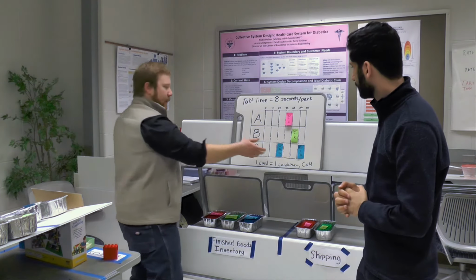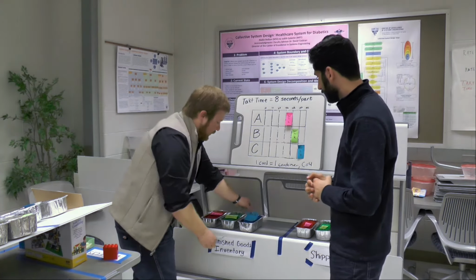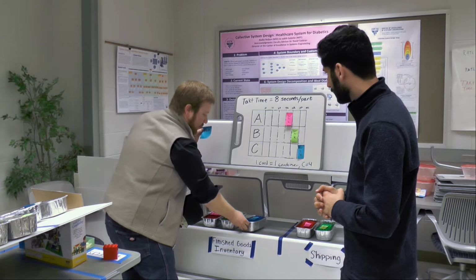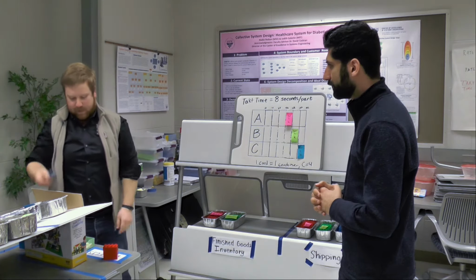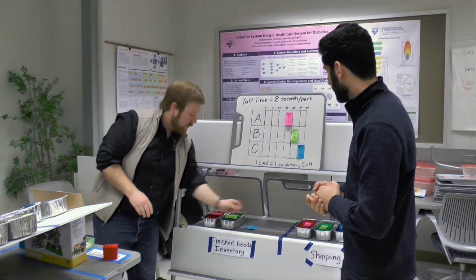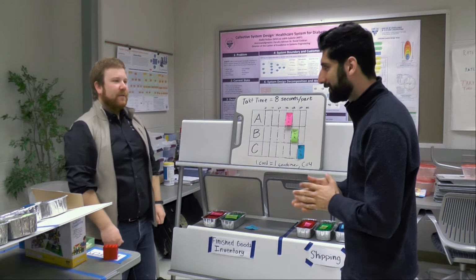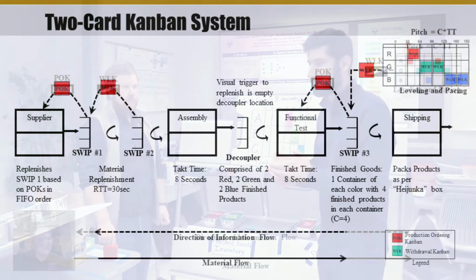If I'm running to takt time, when the timer goes off, I will be ready to pull this withdrawal Kanban. I will swap it with the POK, move it to shipping, and I will go back and make a container of 4 blue. And that will go back here to replenish finished goods inventory. Well explained. Yeah, and the same goes on over there at the supplier end as well.